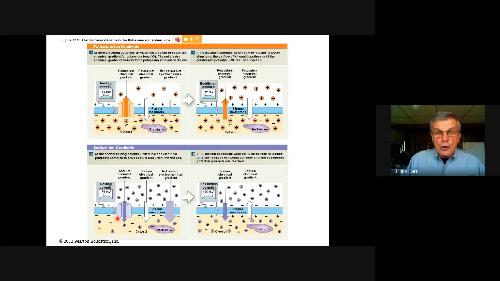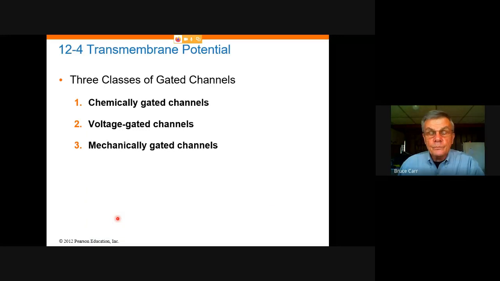It is the sequence of those gates opening that produces what we call depolarization, a change from minus 70 all the way to 0 and beyond. And then when the gates finally close and the pumps get back to work, establishing that resting potential with more sodium outside and more potassium inside, we're ready to fire again. Now, this all depends on a very complex array of channels, and it's important to realize the kind of channels and the kind of movement that are present in our membranes.